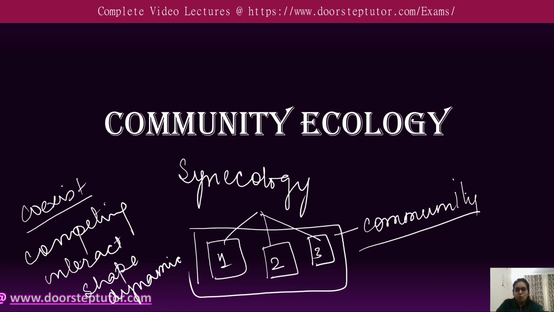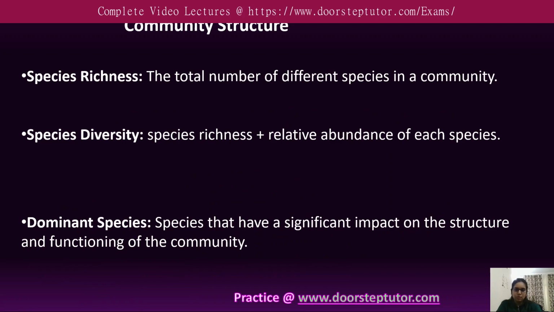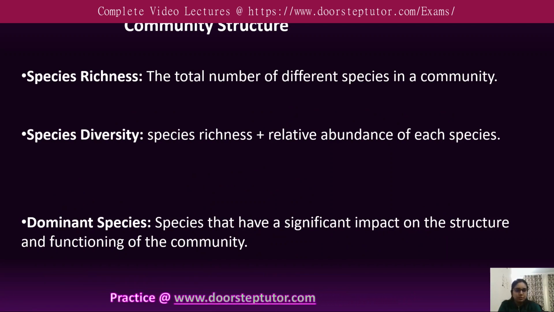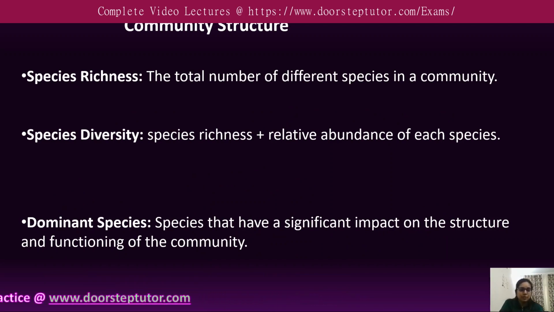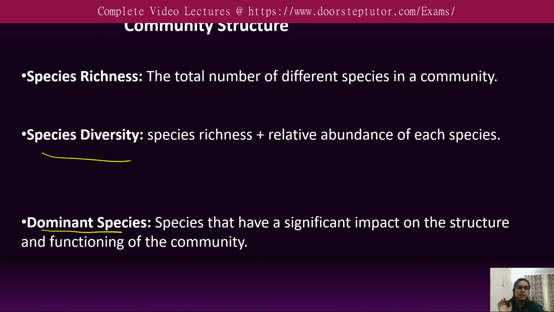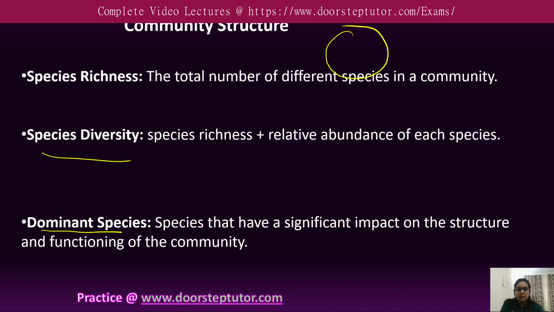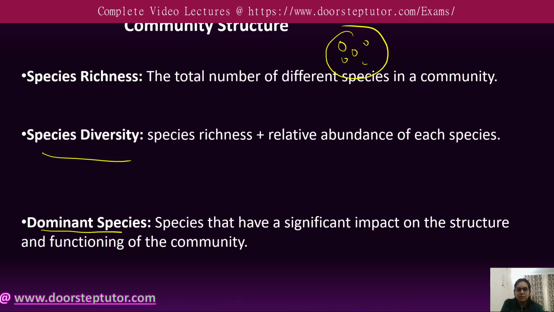So let's explore the key aspects of community ecology. Community structure basically is composed of species richness, species diversity, and dominant species. These are the three basic points covered in community structure. Species richness represents the total number of different species in a community. Suppose in a particular area, the number of species of coral reefs or the number of species of trees present contributes to the species richness.